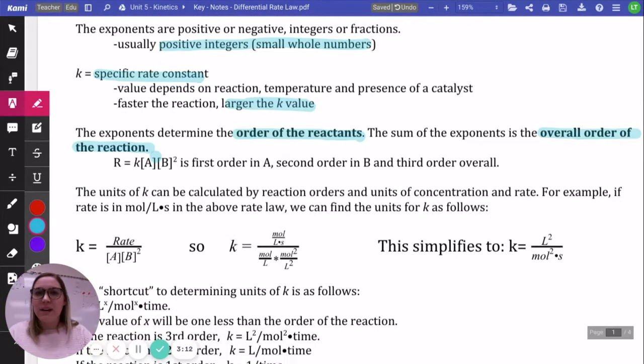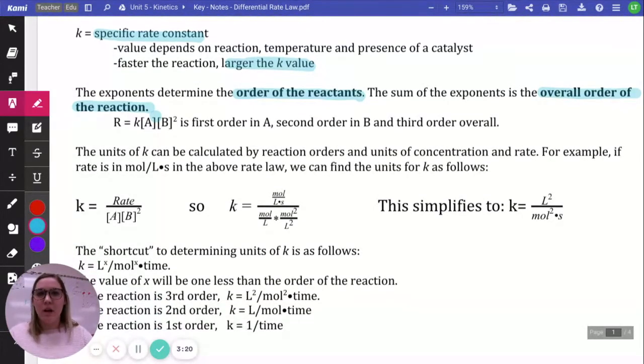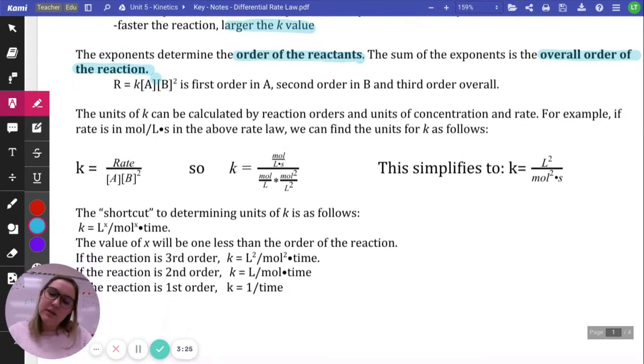The other thing is we can calculate the units of k based on our reaction orders and our units of concentration. We will be solving for k as well once we actually have data values. If our rate is in moles per liter per second in the above rate law, we could find the units for k by plugging them in and simplifying.